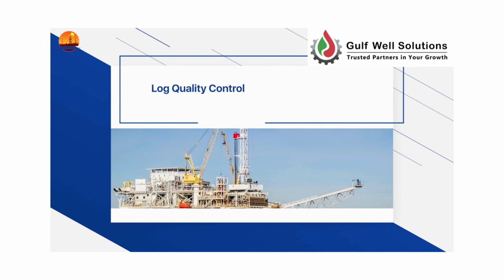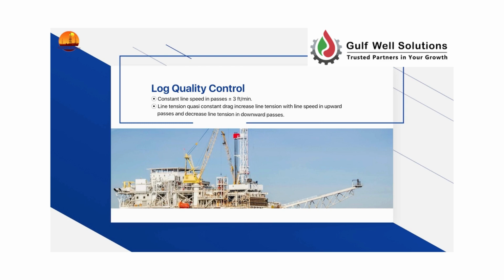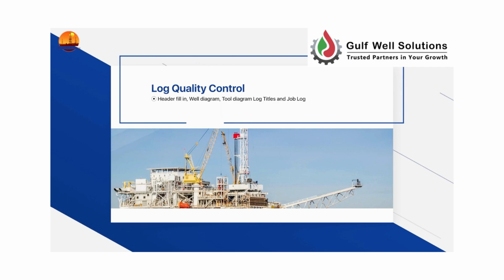Log quality control. Constant line speed in passes, plus or minus 3 feet per minute. Line tension: quasi-constant drag, increase line tension with line speed in upward passes and decrease line tension in downward passes. Depth match among all passes, gamma ray and CCL. Log length, 30 feet above perforations and 30 feet below perforations. Stations 1 minute above and below perforations. Header fill-in, well diagram, tool diagram, log titles and job log.